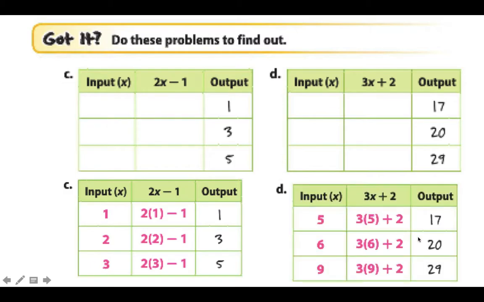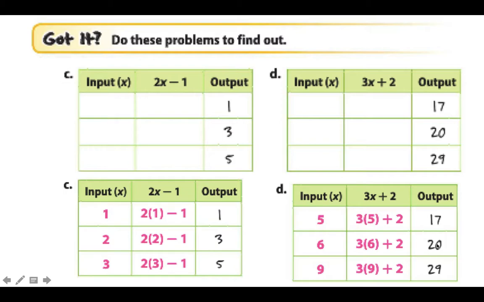All right, let's look at D. Same thing here. We've got to work backwards and we've got two operations to think about. So in our heads, we're thinking, what number plus 2 equals 17? Well, I know that 15 plus 2 equals 17, and 15 is 3 times 5. Well, if 3 times 5 gives me 15, plus 2 equals 17, then 5 is my value for x.